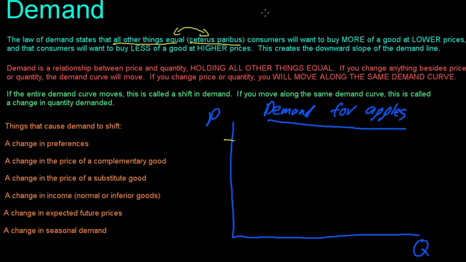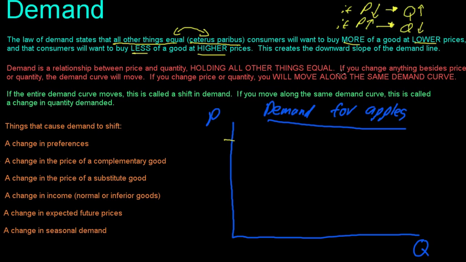Okay, so consumers will want to buy more of a good. So you want to buy more of a good at lower prices. So if price goes down, then, and this little arrow over here means then, quantity will go up. So if things are cheaper, you buy more of it, and then the reverse of that is that you will buy less of it at higher prices. So if price goes up, then quantity will go down.